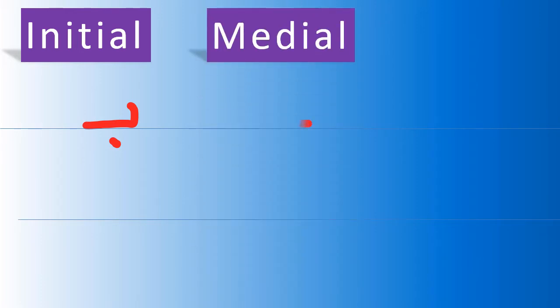Now let's see how the ba slightly changes its shape according to its position in a word. This is the initial position in the beginning of a word. Ba, pronounced as b. And here comes the medial position. Ba also, b. And here is the final position of the ba at the end of the word.